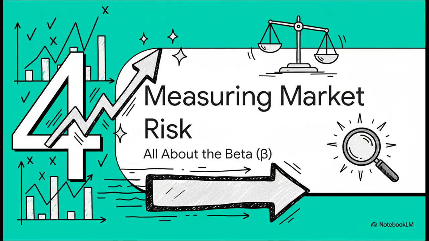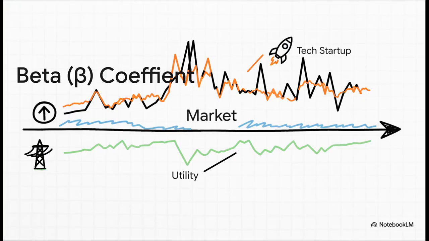Now we're only left with market risk. The question is, how do we measure it for any given stock? For this, finance gives us another critical tool. And for anyone studying for an exam, you are definitely 100% going to be tested on this. Say hello to beta. Simply put, beta measures how a stock moves relative to the overall market.